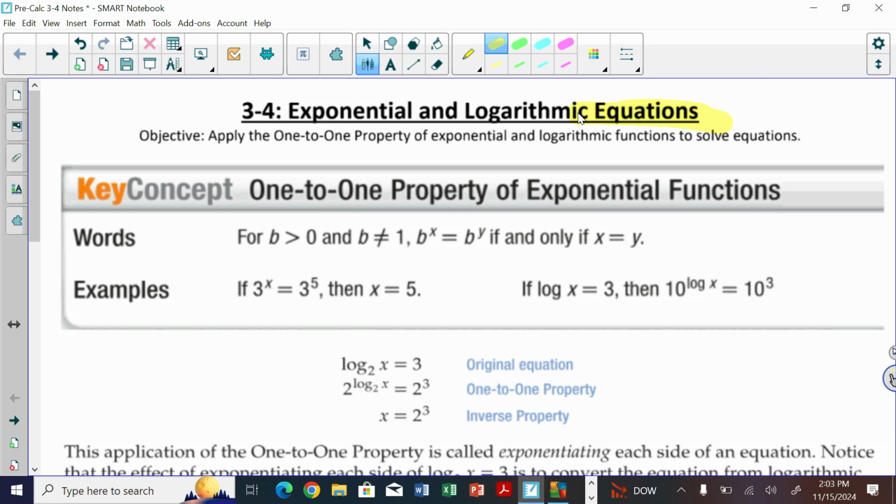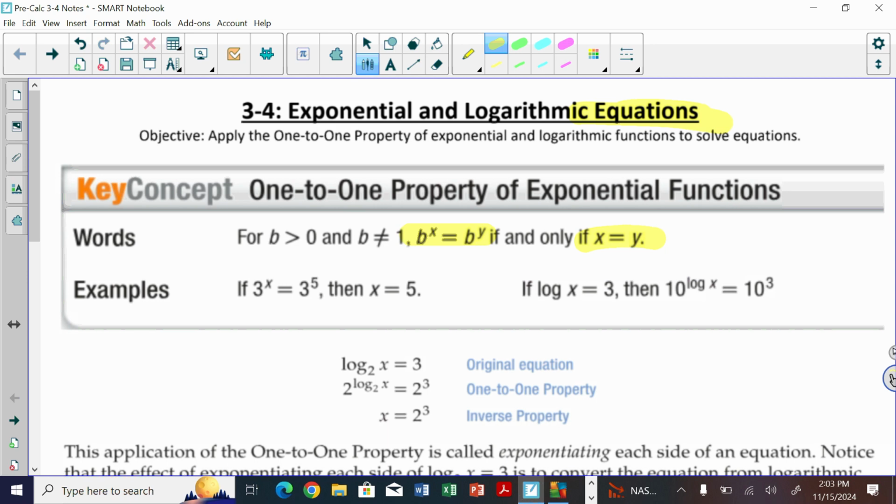how to solve them. So a couple things here to write down and look at is that in words here, if you've got b is greater than 0 and not equal to 1, then this property applies. If you've got b to the x power equals b to the y, if and only if x is equal to y. We kind of saw something similar to that in section 3.2, where you have the same base. That means that their exponents are equal. And we were solving for the variable there.